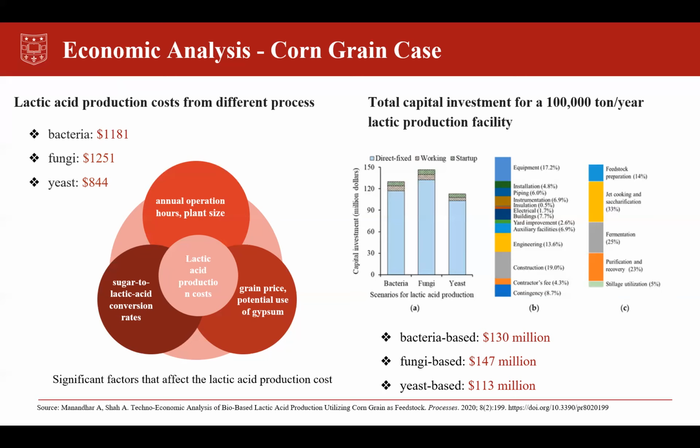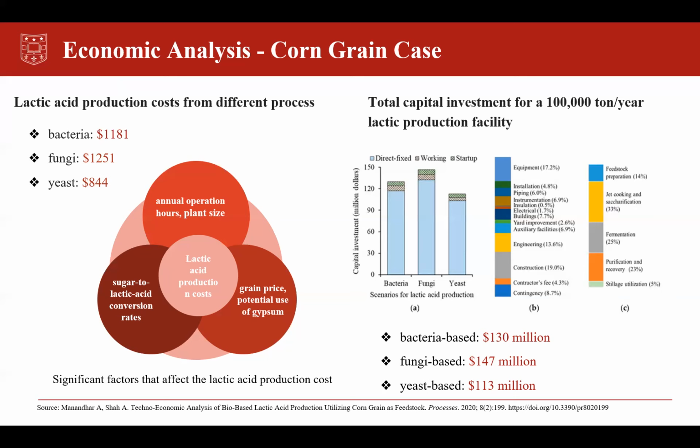We can see from the left side graph the significant factors that affect the lactic acid production are sugar to lactic acid conversion rates, grain price, plant size, annual operation hours, and the potential use of gypsum. A major fraction of the raw materials cost was for producing the corn grain. Corn grain cost contributed most to the lactic acid production cost associated with feedstock preparation.